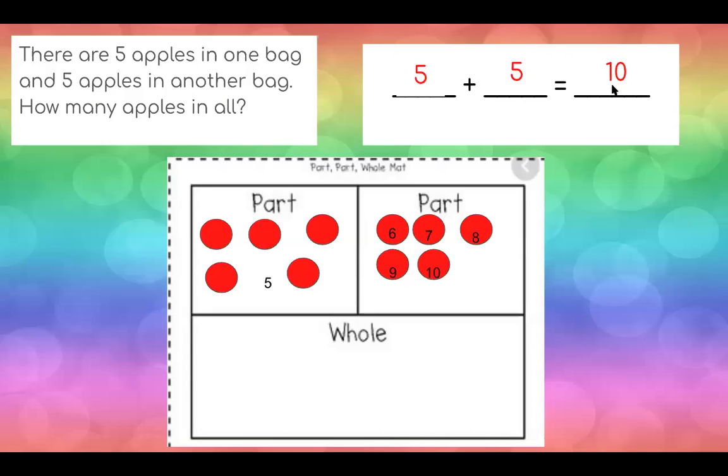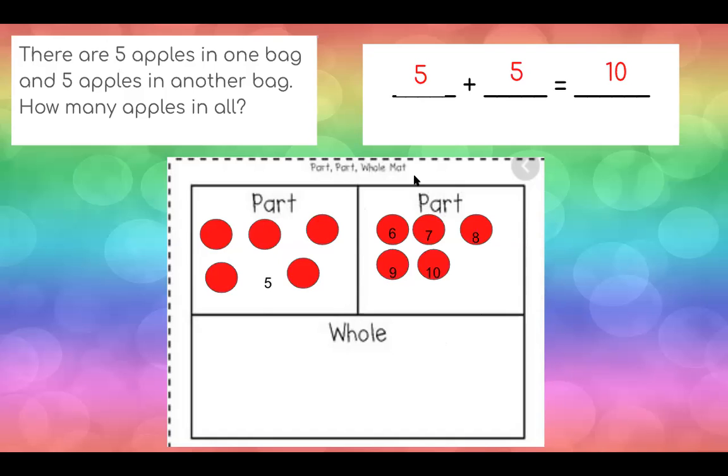Give me a thumbs up if you wrote the same equation. Oh, I see some thumbs going up. Good job, friends. So let's read the equation together. 5 plus 5 equals 10. And I decided to show my equation by using a part whole mat. If you drew a picture instead, that is fine. So I put 5 apples in one part and 5 apples in the other part.